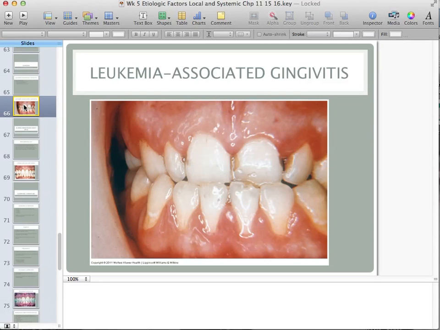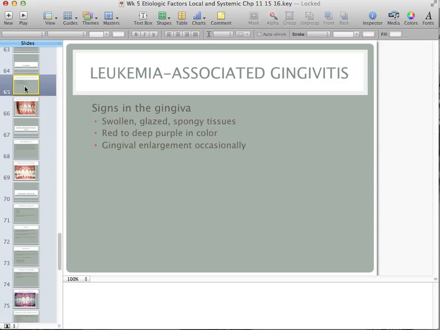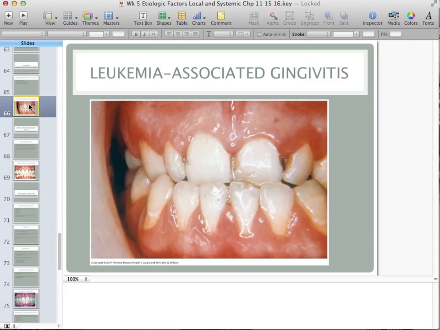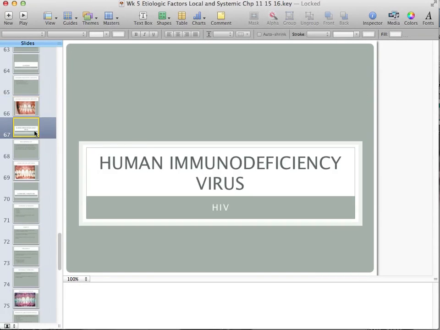So let's look at a picture of that. Reddish inflammation going on. I think we said it was swollen, glazed, and spongy. This one definitely looks glazed. So that was leukemia, okay?